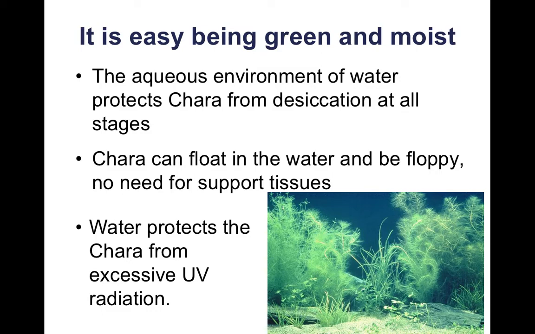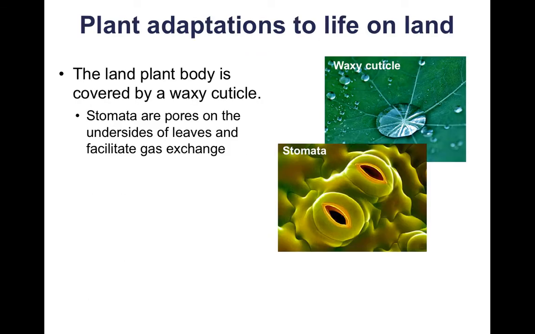So let's talk a little bit about some of the challenges that land plants face. Chara, remember, is a freshwater aquatic algae, right? So Chara doesn't have to worry about drying out at all. During all stages of development, embryo through adult, it won't dry out because it lives in a moist environment. Chara can also float in the water and be floppy, right? The water supports its tissues, so Chara doesn't have to deal with gravity. The water also protects Chara from excessive UV radiation, which we do not see in land plants.